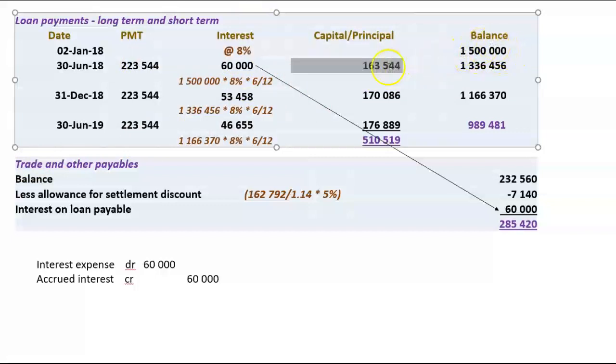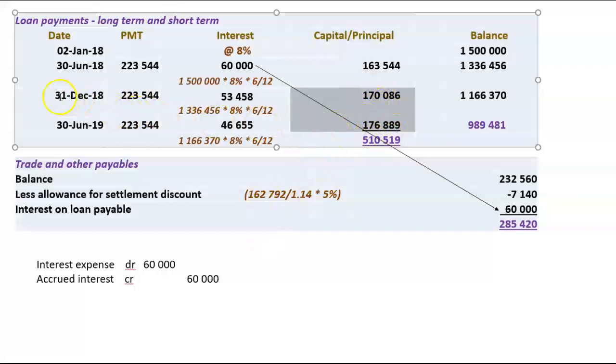It will be 1.5 million less 163,544. Now, we have to split in our statement of financial position between the long-term portion and the short-term portion of the long-term loan. Now, how many payments effectively is going to happen next year? It is the one on the 2nd of July, it's the one at the end of December, and it's the one on the 30th of June of the next financial year. So next year, this payment will go through on the 2nd of July. These two payments will go through at the end of December and the end of June of next year.